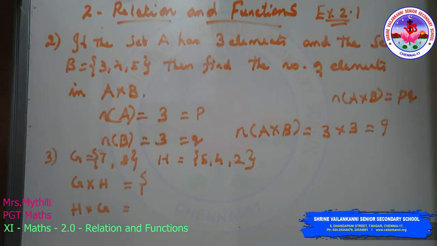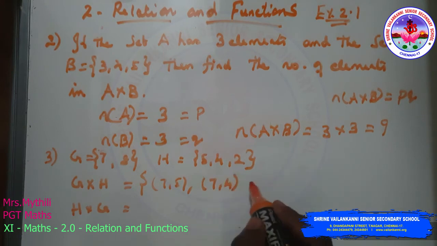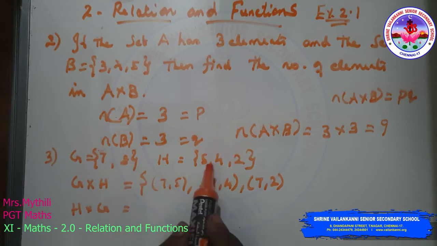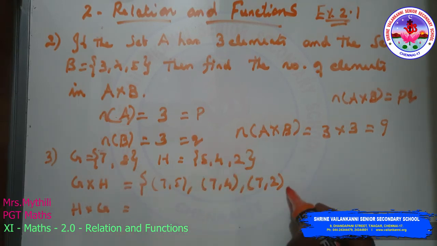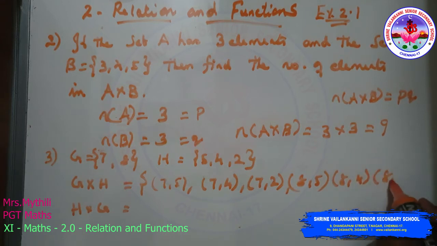Third one, if G equal to {7, 8} and H equal to {5, 4, 2}, find G cross H and H cross G. First, we will find G cross H, the ordered pairs of G and H. So (7, 5), (7, 4) and (7, 2). Then the first element will be 8 and the second elements will be 5, 4, 2. So (8, 5), (8, 4), (8, 2).